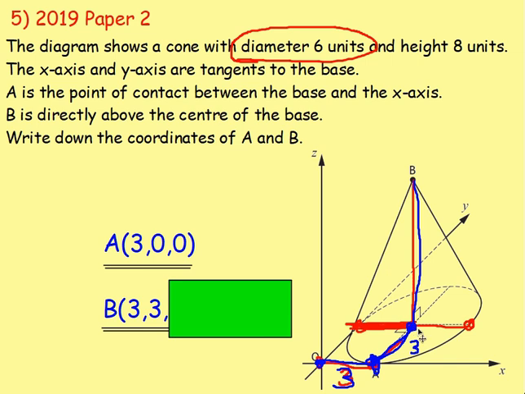Then we need to think, if we are at the bottom there, how far up do we go to get to the pointy bit on the cone? Yeah, good. It would just be 8, because it tells us here the cone has a height of 8 units. So that there, from the bottom to the top, will be 8. Yeah! So that's our answer.